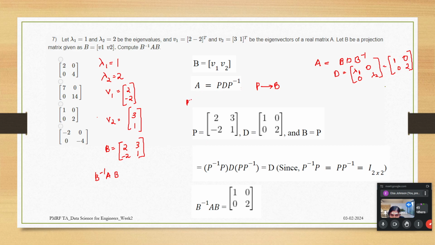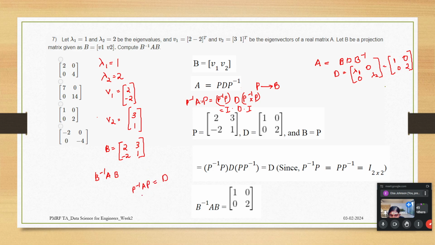So if you multiply P inverse into A, then it will be P inverse into P into D into P inverse, okay? Then again, if you multiply with P, in this region it will be P inverse into P. So both these things will be coming like identity matrix into D into an identity matrix, okay? So what will be remaining at the end? P inverse A P will be D, okay?